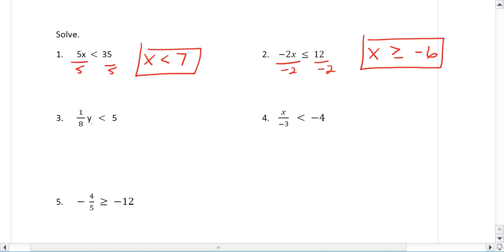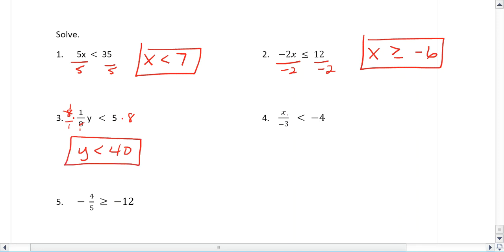Here we have 1/8 times y, and this is a reciprocal problem. So we're going to multiply both sides by 8. And I'm going to write that 8 as 8 over 1 because that helps me see the fraction a little better. So either you can think of this as 8 over 8, which is 1, or if you see that the 8's cancel each other, either way you do get a 1y on this side, and that would be less than 40. Again, no negatives were involved, so we're good.